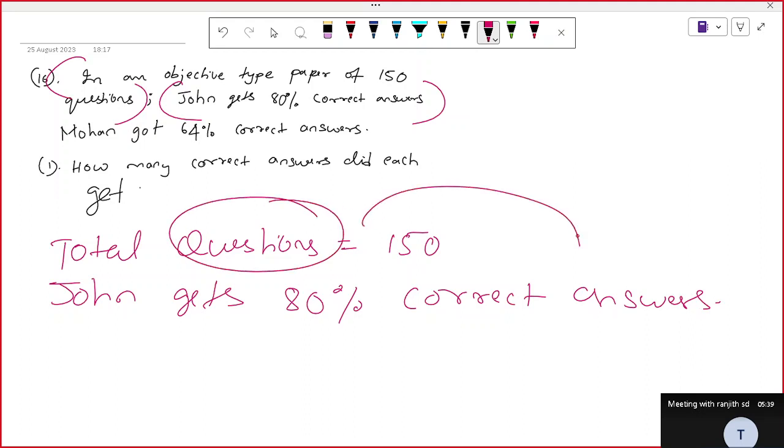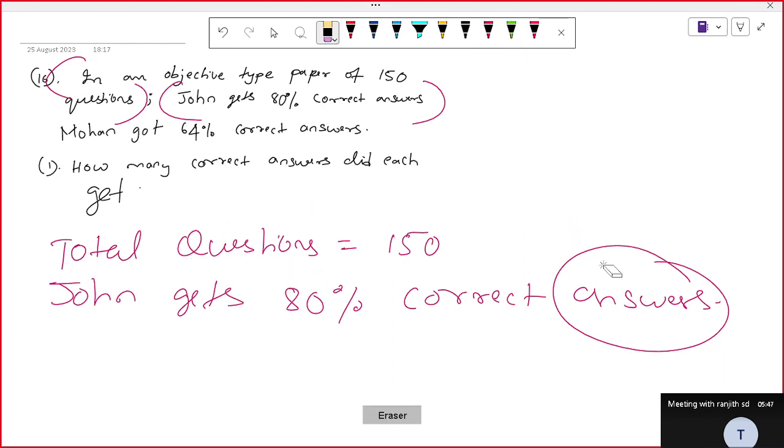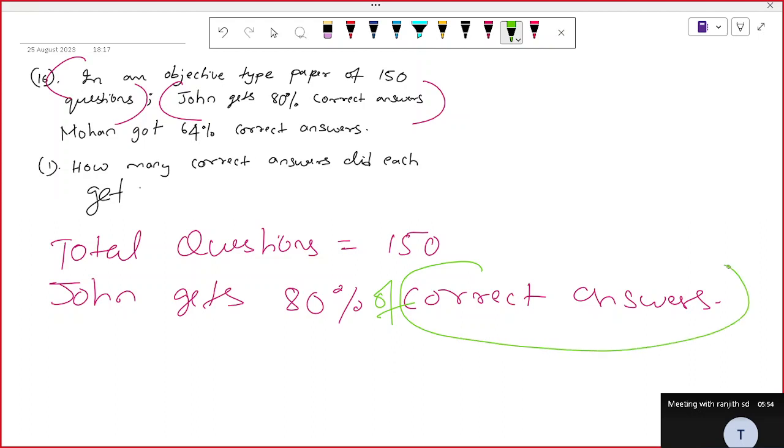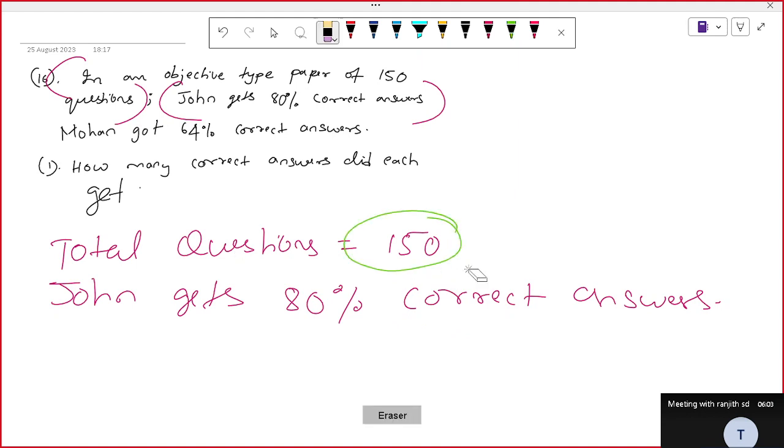If there are 150 questions, then how many answers should be there? For 150 questions, there has to be 150 answers, right? Yes, for 150 questions, you have to have 150 answers. So John gets 80% of what? Correct answers. 150 correct answers. Whether it is correct answers or questions, it is 150. John gets 80% of correct answers.